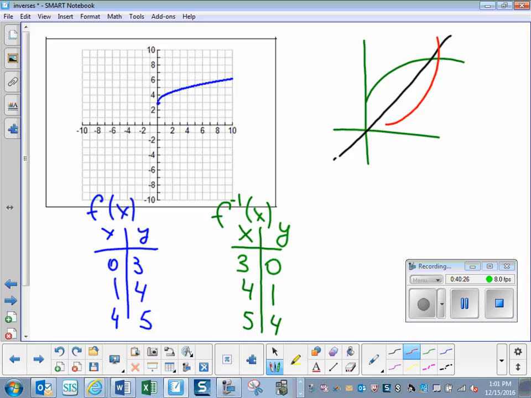Okay, so using my points, I'll just plot them. So 3, 0 is right here, 4, 1 is right here, and then 5, 4 is right here. So all I need to do is connect them and continue the shape. That's the shape. That's how you inverse it. Questions? No questions? Good. We're done with today's lesson.